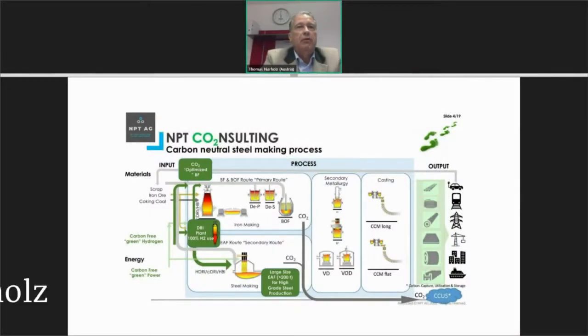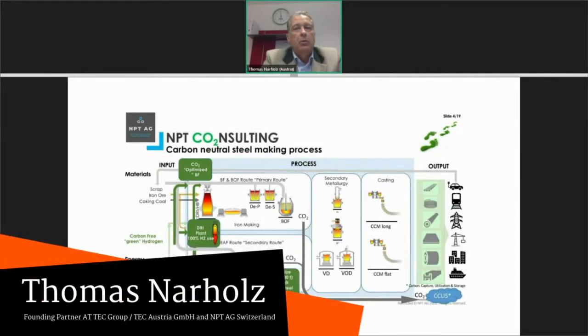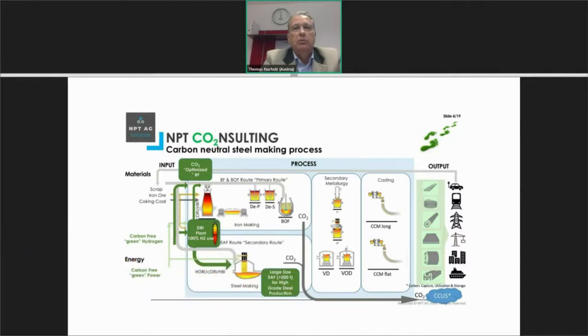What does it mean to have a carbon neutral steelmaking process? We can see some breakthrough technologies which are on the way, and we can see three major external factors which play a role in this respect. The external factors are the availability of carbon-free green hydrogen as a reductant, specifically in DRI plants with 100% H2 use, and carbon-free green power for electric steelmaking, or even to reduce the CO2 emissions further.